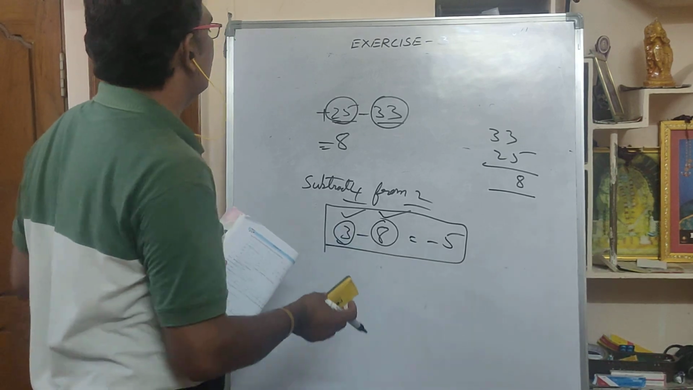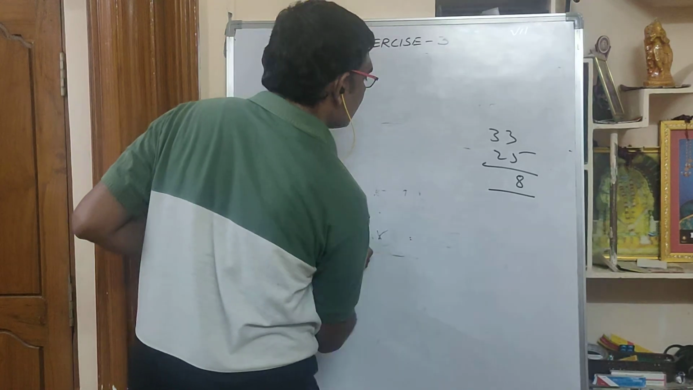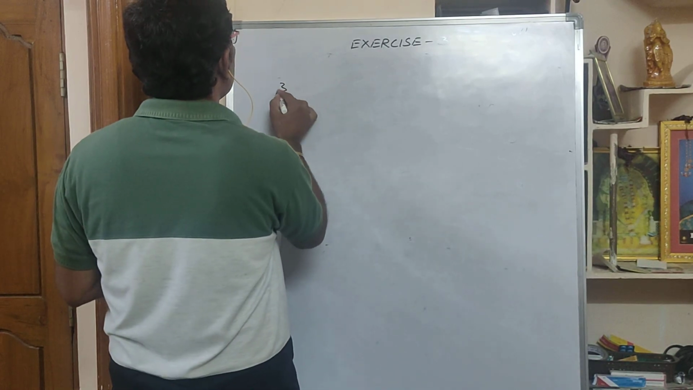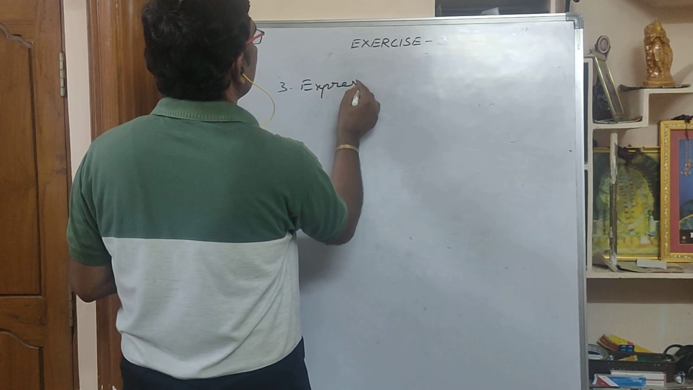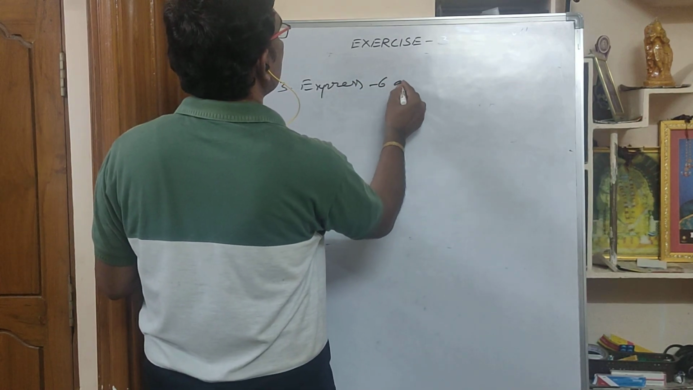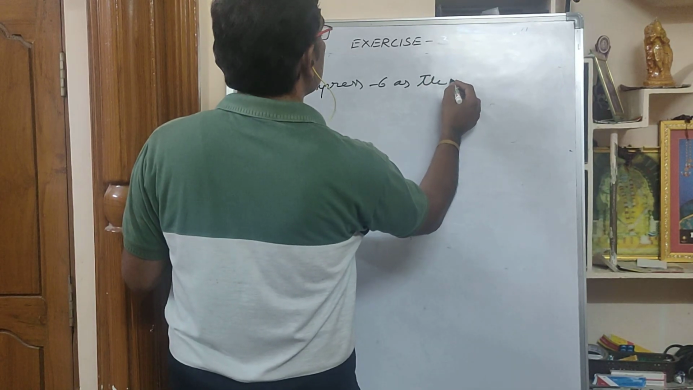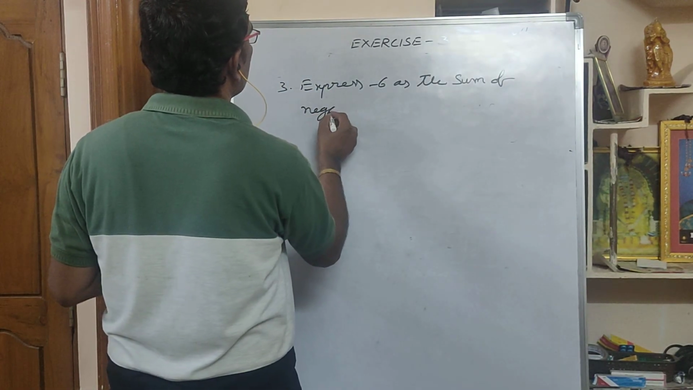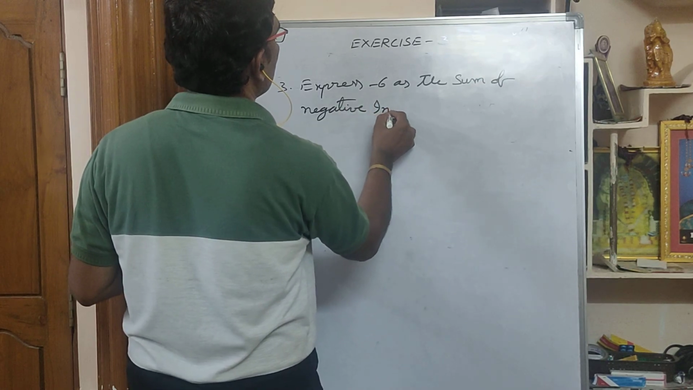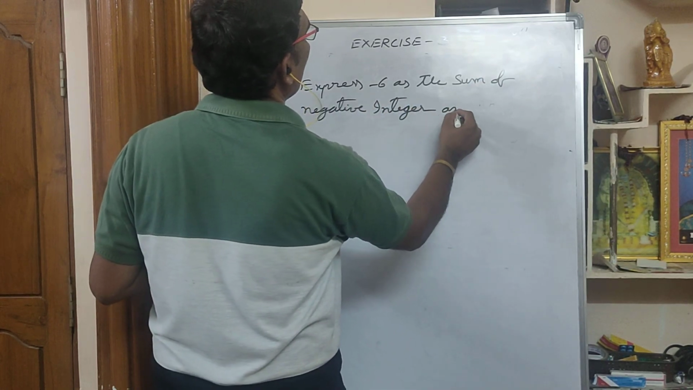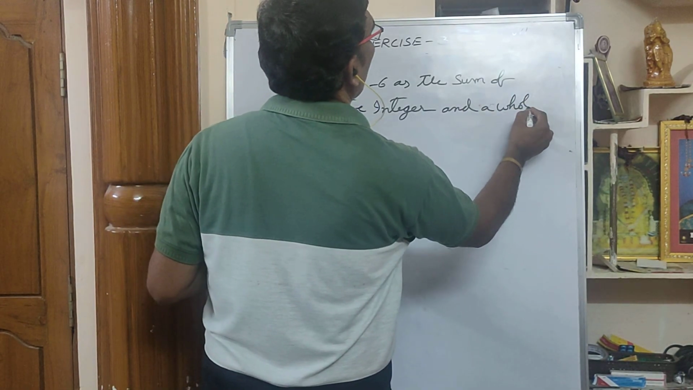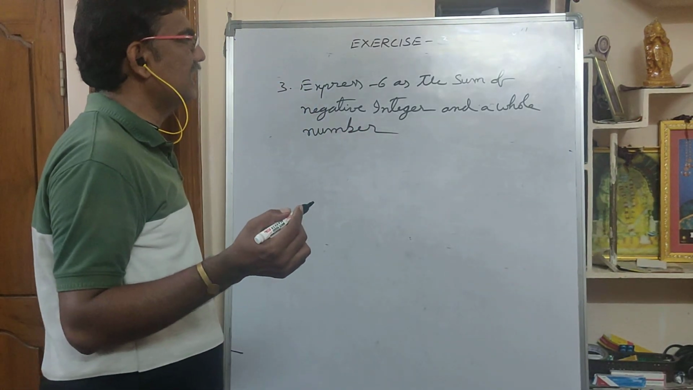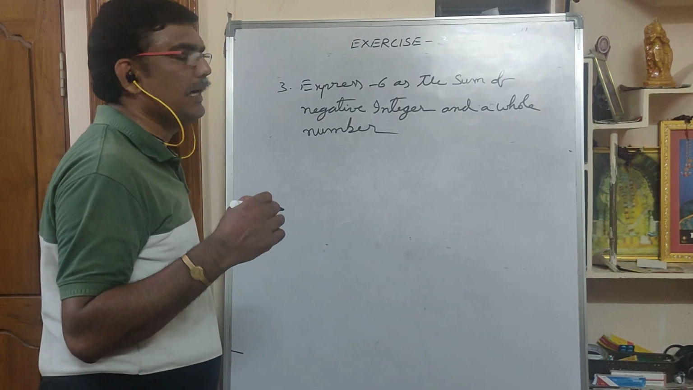Okay, the last problem in exercise number 3 is: Express minus 6 as the sum of a negative integer and a whole number.